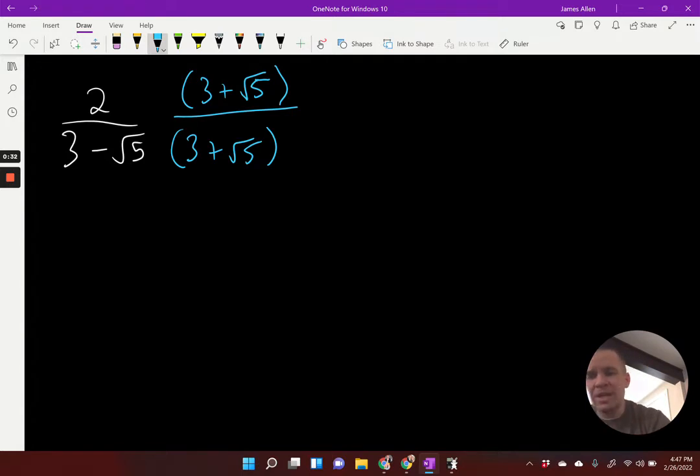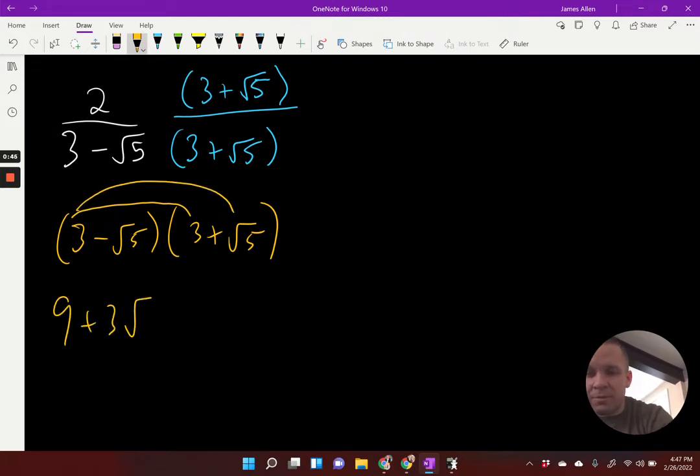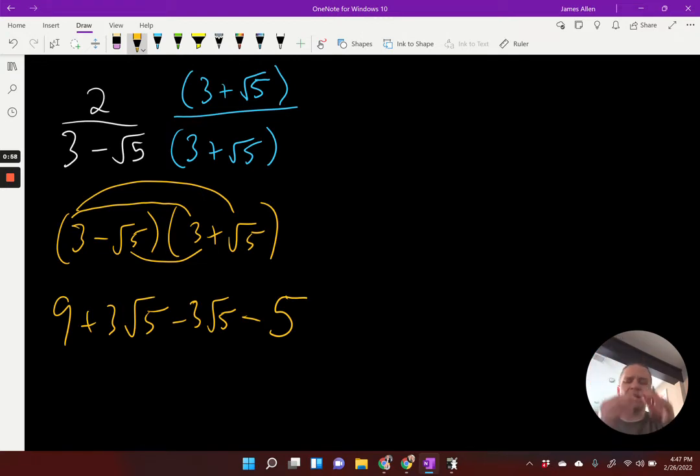Well, in my denominator, I'm going to write this down. I'm going to have to FOIL this. So I got 3 times 3, that's going to be 9. 3 times root 5 is positive 3 root 5. Then I have negative 3 root 5. And then I have negative root 5 times root 5, that's root 25. So that's just minus 5. It gives a square root of 25, and when you evaluate that, you get 5.